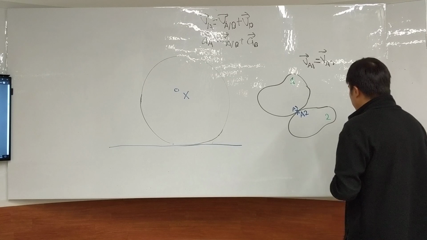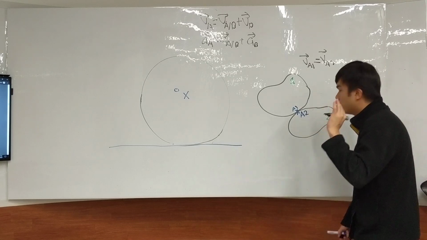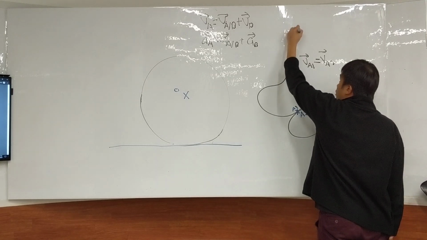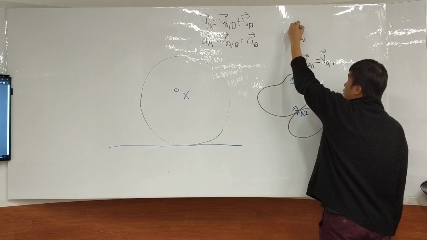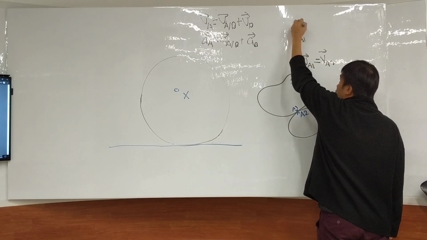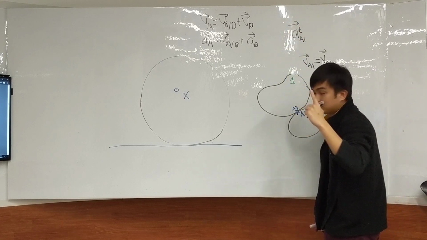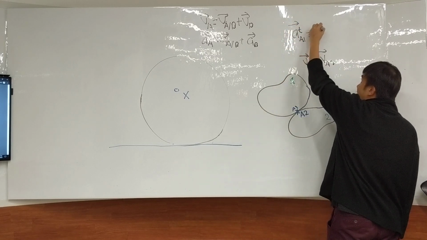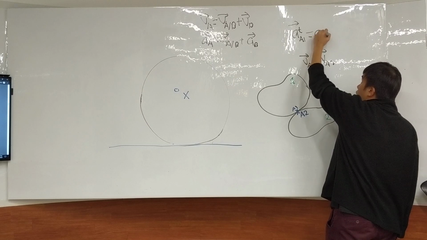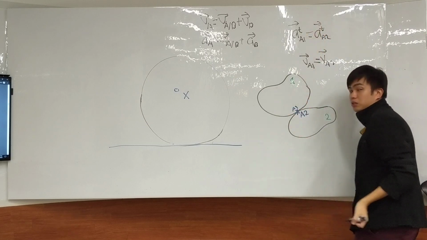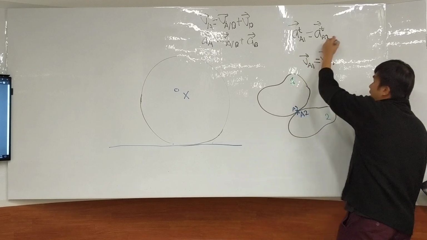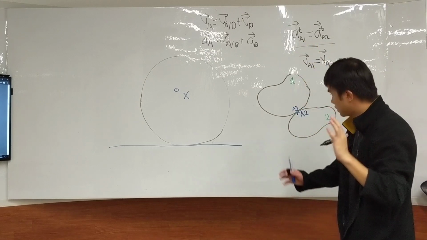The second condition is that at the point of rolling without slipping, the acceleration of the point which belongs to one body, which is tangential to the plane of rolling without slipping, is equal to the acceleration of the point on the other body, which is tangential to the plane of rolling without slipping.